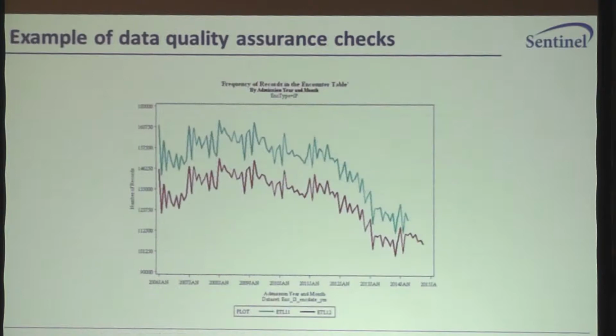This is a very quick example of one of the many figures that we created. This is a figure that shows that there's a change in the number between two refreshes. Whenever we identify things like this, we will go back to the data partner to figure out why. Sometimes there's a good reason for that, sometimes it's due to error in the conversion. We do this check for all the variables in the common data model, and in total, there are about 1,400 checks.